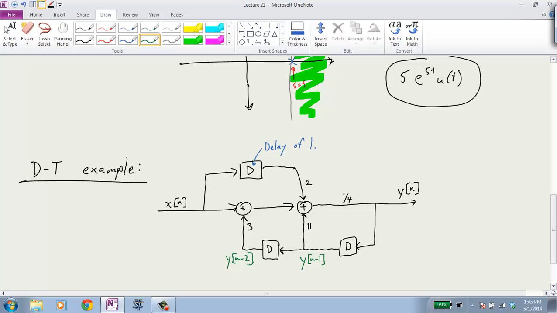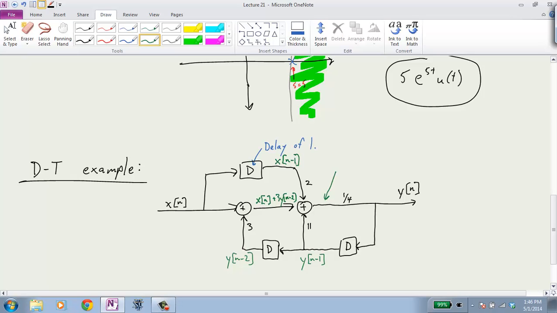Okay? Of course, when the node splits here, it's the same signal going both directions. So the input to this sum is y of n minus 1. The input to this delay was y of n minus 1, which is why we got y of n minus 2 out. Right? Okay. So then we can start putting labels like this: this is x of n plus 3 y of n minus 2. And finally, I should label this as x of n minus 1.